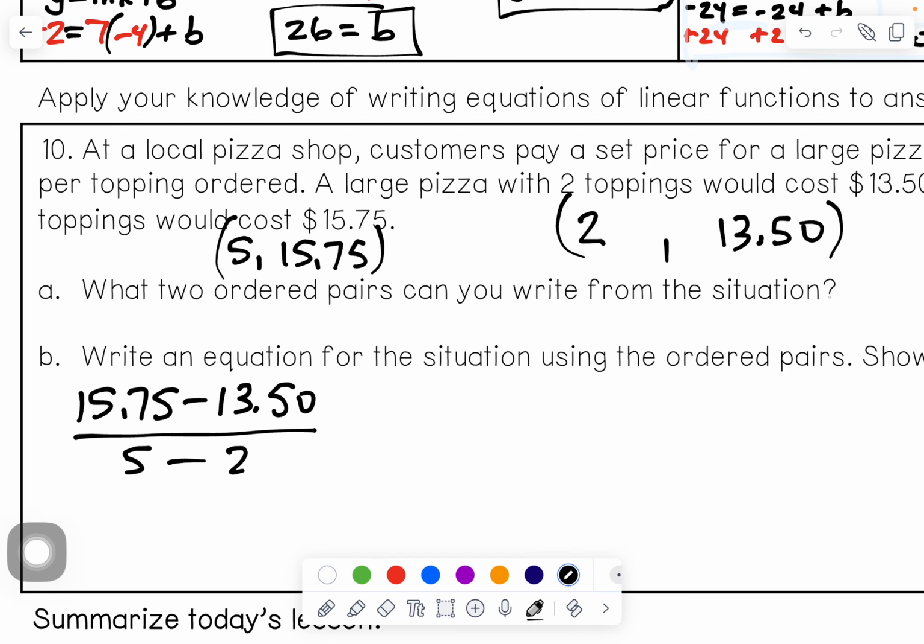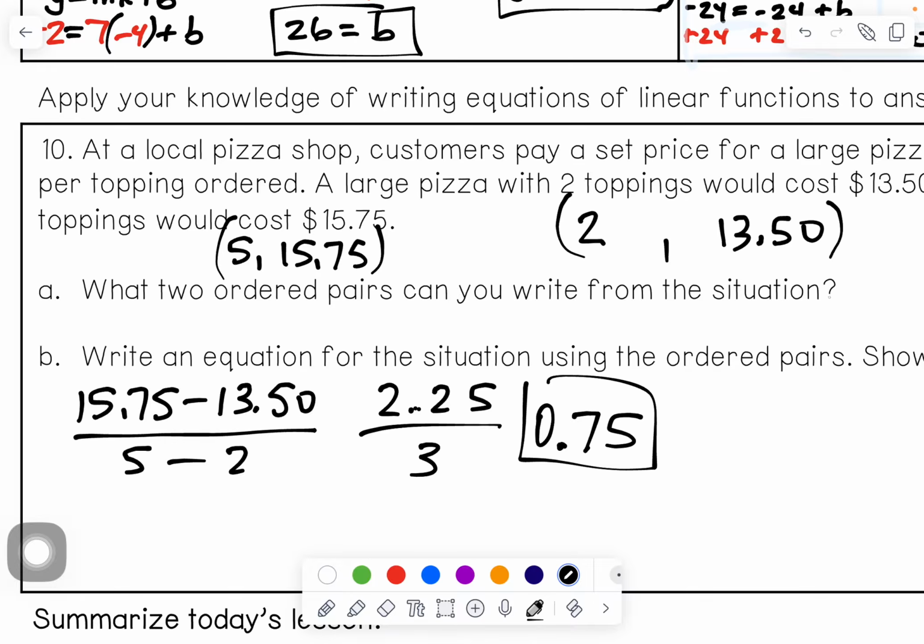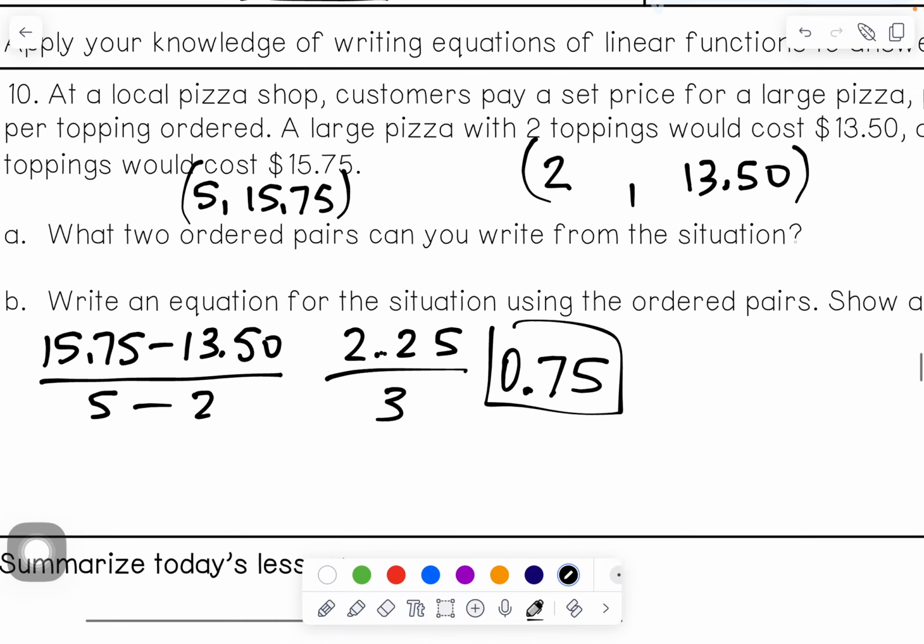Okay, so I want to go ahead and subtract. What do I get there? 5 minus 2 is 3, and 2.25 divided by 3. That ends up giving me $1. No, excuse me. That gives me 0.75, or 75 cents per topping. So that's my m.